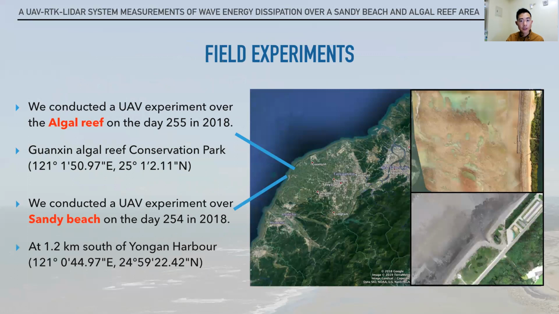We did 2 field experiments. One is in the algal reef area on day 255 in 2018. The other one is the sandy beach area on day 254. You can see the picture of the algal reef. It is very coarse, and this is the surface of the sandy beach area, and it is very smooth.